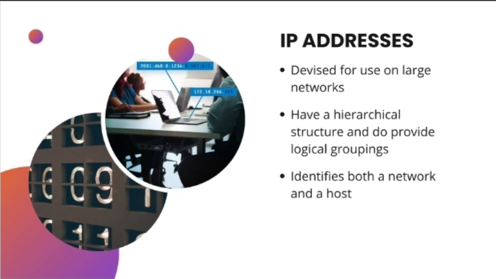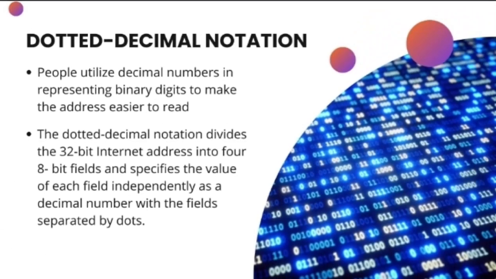To make internet addresses easier for people to read and write, IP addresses are often expressed as 4 decimal numbers, each separated by a dot. This format is called dotted decimal notation. The dotted decimal notation divides the 32-bit internet addresses into 4 8-bit fields and specifies the value of each field independently as a decimal number with the fields separated by dots.